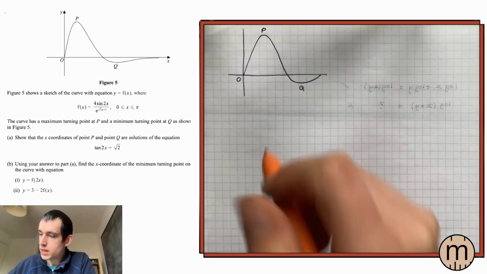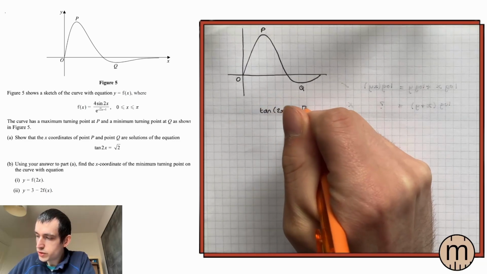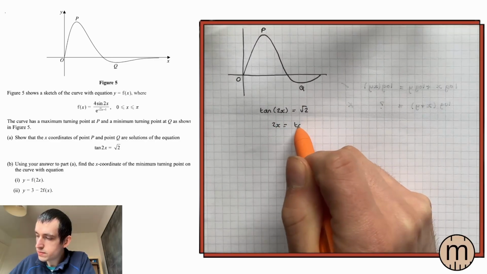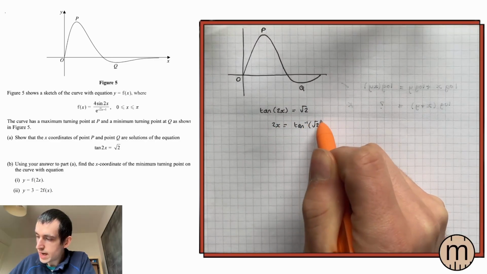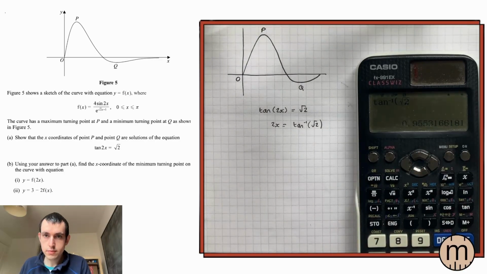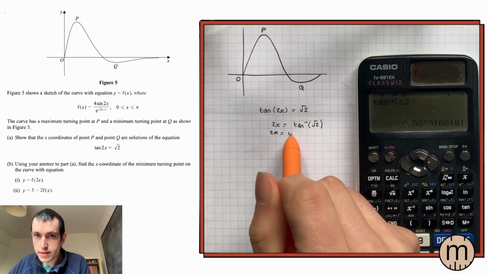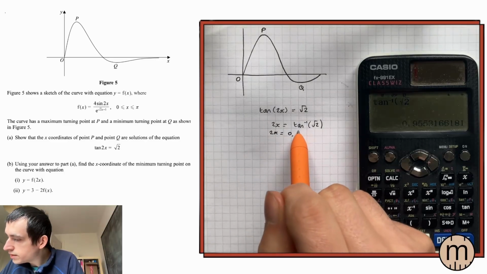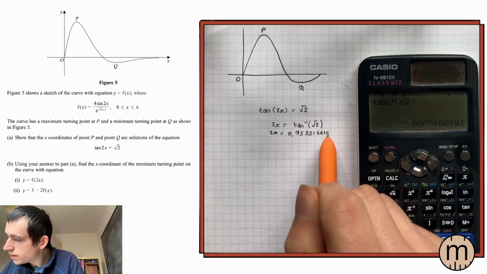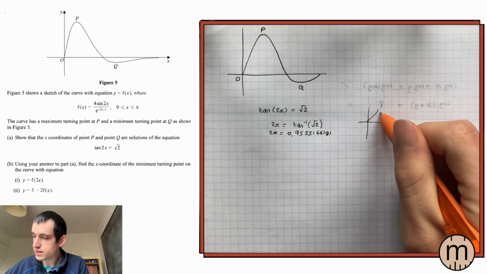Let's do that. If tan of 2x is equal to root 2, then what we can do is take the inverse tan of root 2. Don't know if that's visible, but that gives us a weird answer of 0.95531666181.